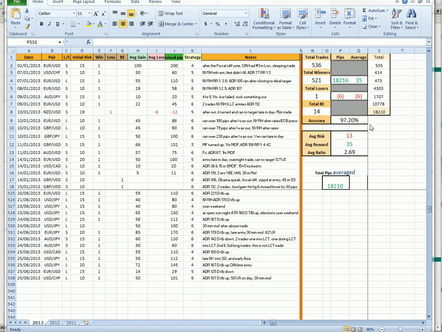I mean, you can see over 97% accuracy. This is this year. She's had one losing trade, and that was New Zealand US dollar pair on the 10th of January. I mean, this is just incredible. Almost pretty much a 2.7 to 1 reward to risk with that kind of accuracy. Over 18,210 pips in less than 6 months. These are up till June 25th.